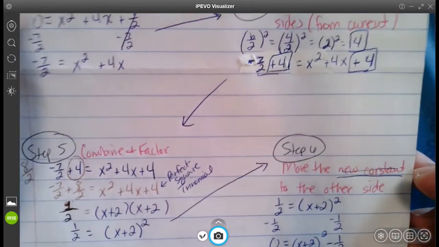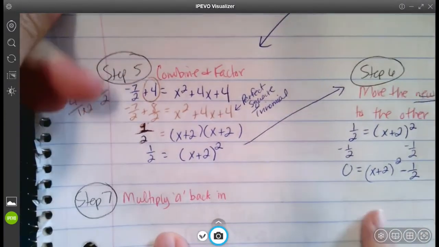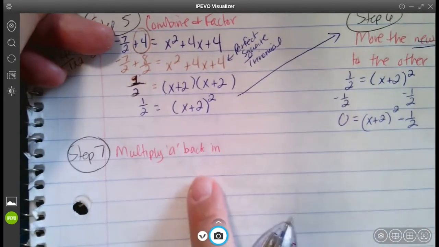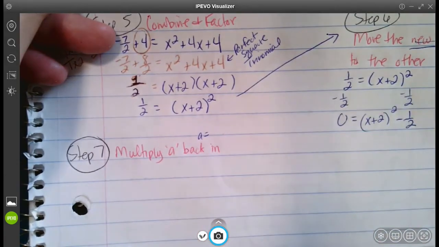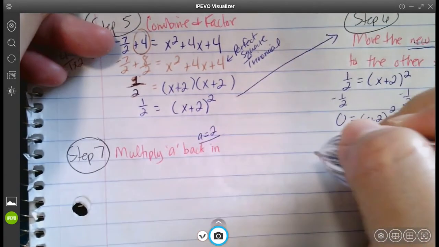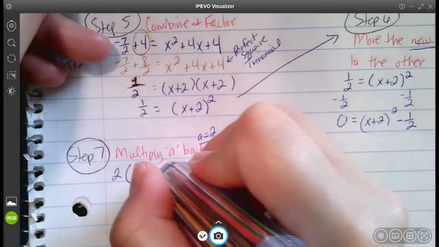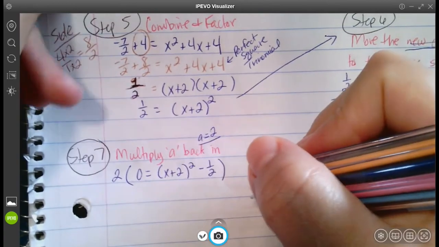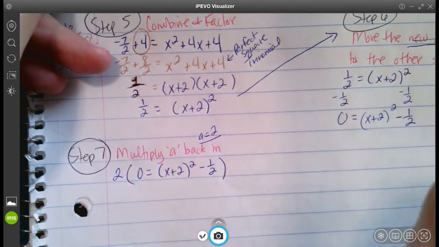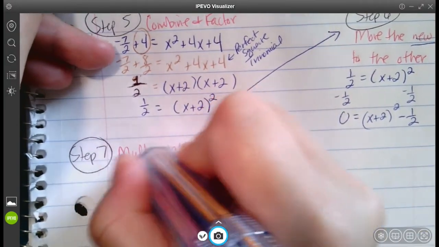Let me move this a bit. We have one more step, and then we're going to sketch our graph. Since we had an a to work with in the beginning, we're going to have to multiply that back in now. Remember that our a was equal to, I believe, 2. Yeah, it was 2 from the way top. So we're going to multiply that 2 times this whole thing: 0 equals x plus 2 squared minus 1/2. All we have to do is distribute: 2 times 0, 2 times this parentheses here, and 2 times that -1/2.